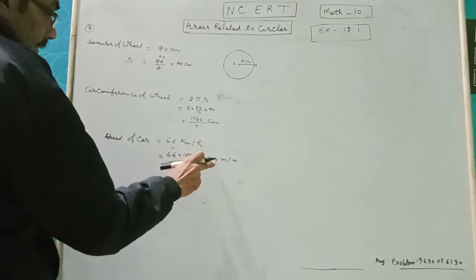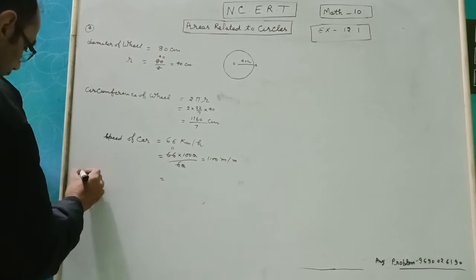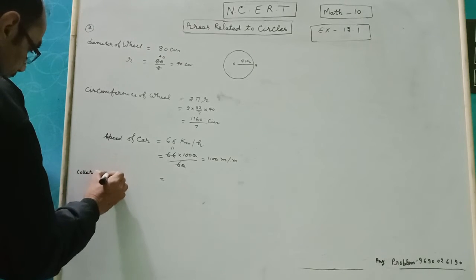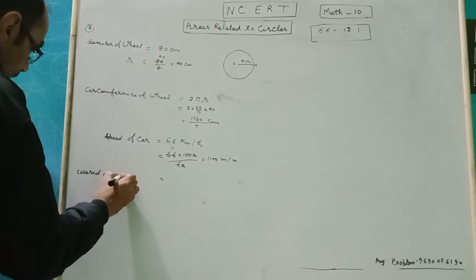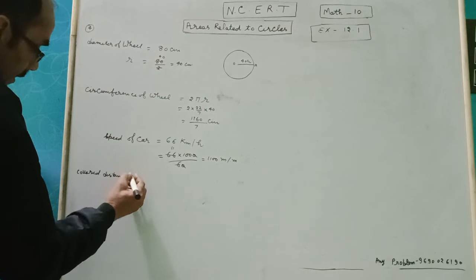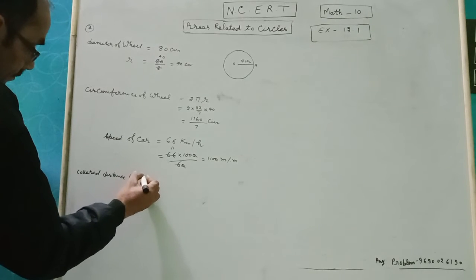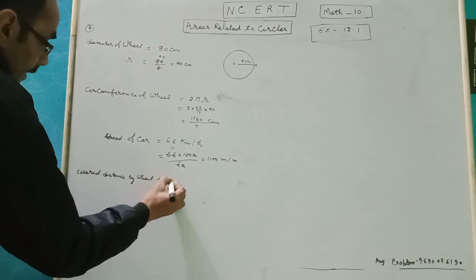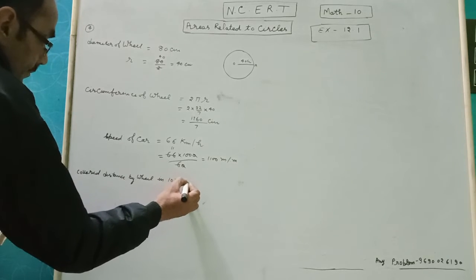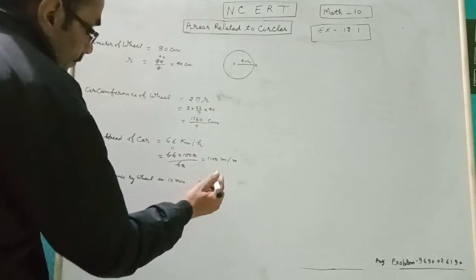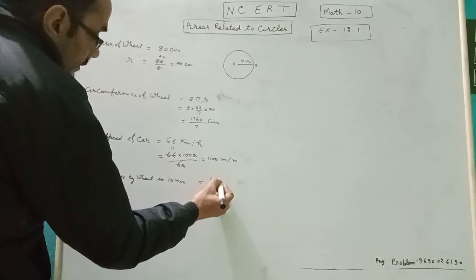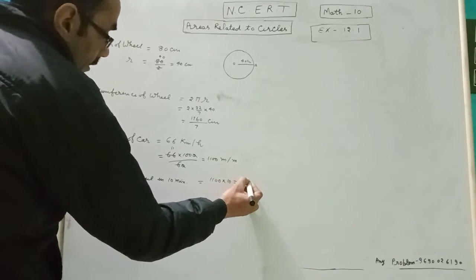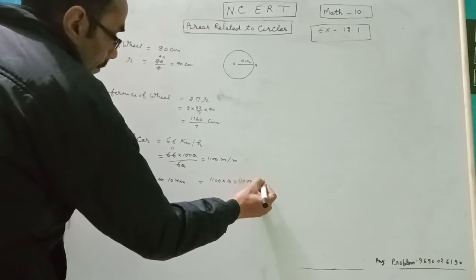Now the distance covered by the wheel in 10 minutes is equal to 11 into 10, that is 11,000 meter per minute.